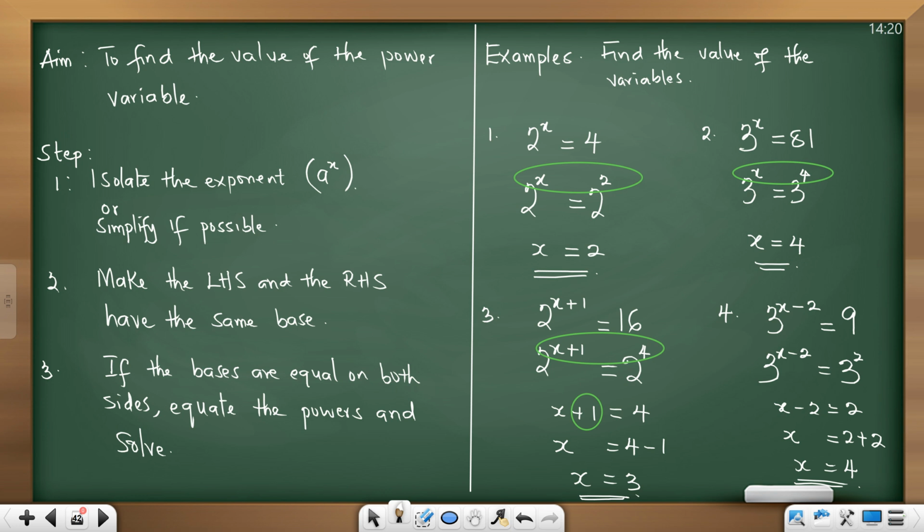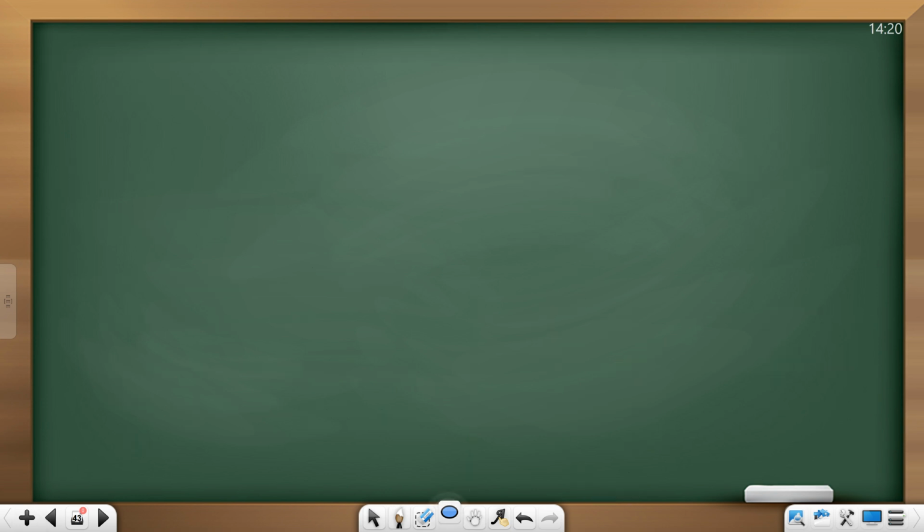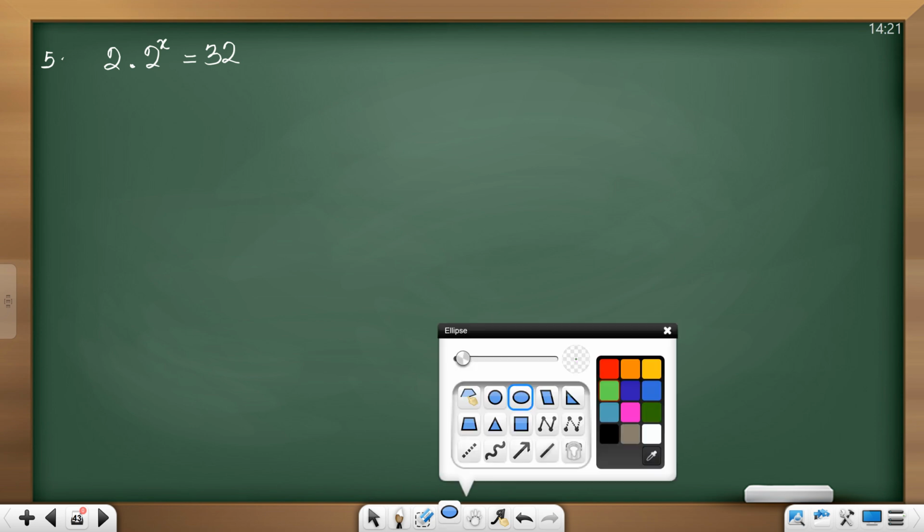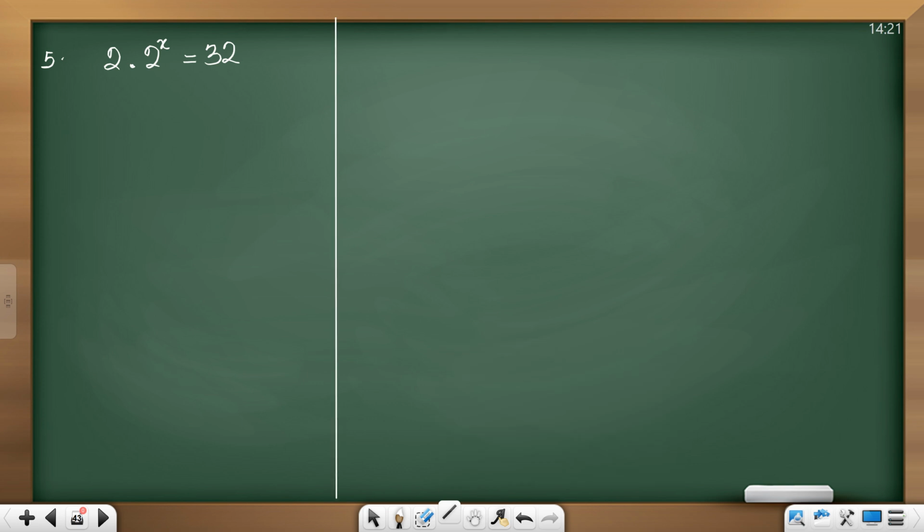We good? Okay, let's do a few more questions. Number 5. Look at this one. 2, and I'm going to put a dot there, which means multiplication. Now, I want you to look at this because I'm going to do this in 2 ways, and you need to learn both of them. So watch, one on the left and one on the right.